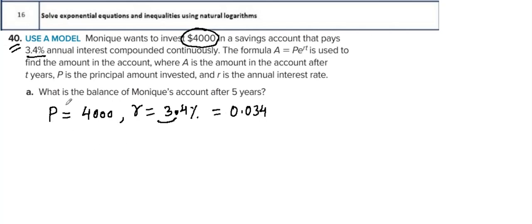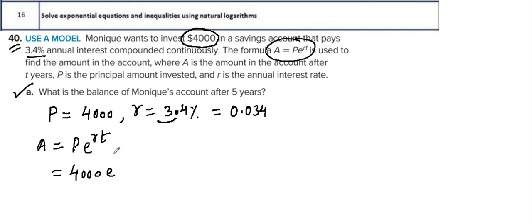After that, now we're going to find the A part. What is the balance after 5 years? Use the equation which is given in the question: A is equal to P e^(rt). Just substitute the values. P is 4,000, e as it is, rate of interest is 0.034, and time is given as 5 years. So we are going to substitute 5 here.